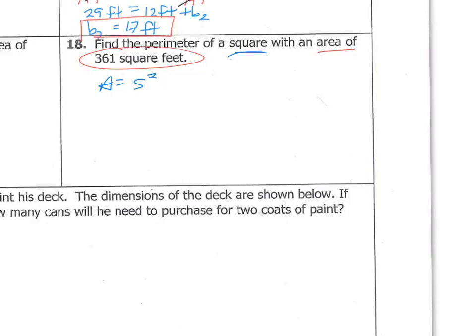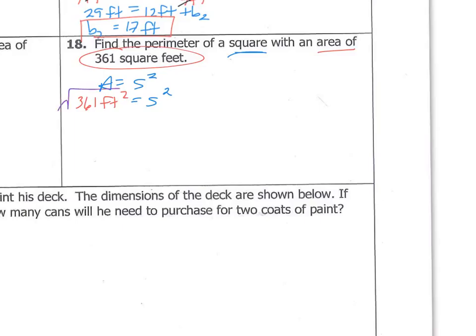What type of figure is a square? A rectangle. So you can use area equals base times height or area equals length times width. You could use that, okay? Just as long as you realize that a square has equal sides. So then plug in what you know. I know that my area is 361 square feet. How am I going to find the side length of this square? How do you solve for s?